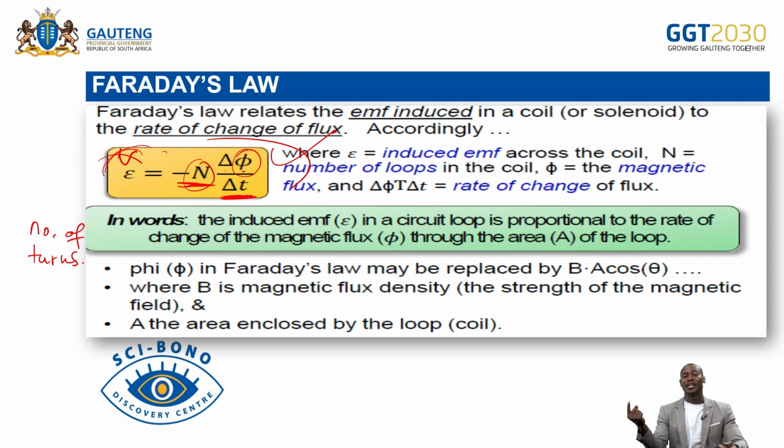And that induced EMF is directly proportional to the rate of change in magnetic flux linkage. That is Faraday's law. This is how we can calculate the EMF that is induced in a coil. Okay, so we'll talk about calculations next week.